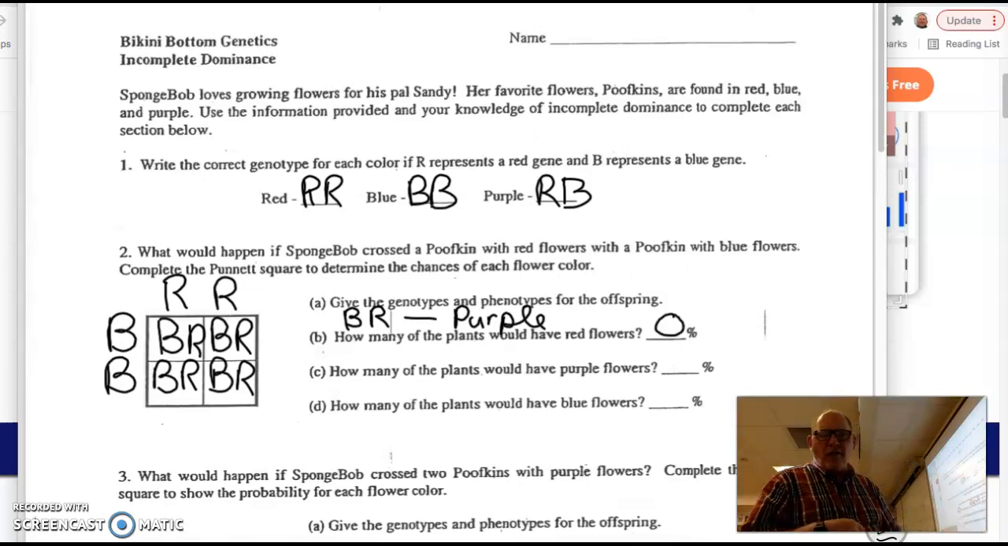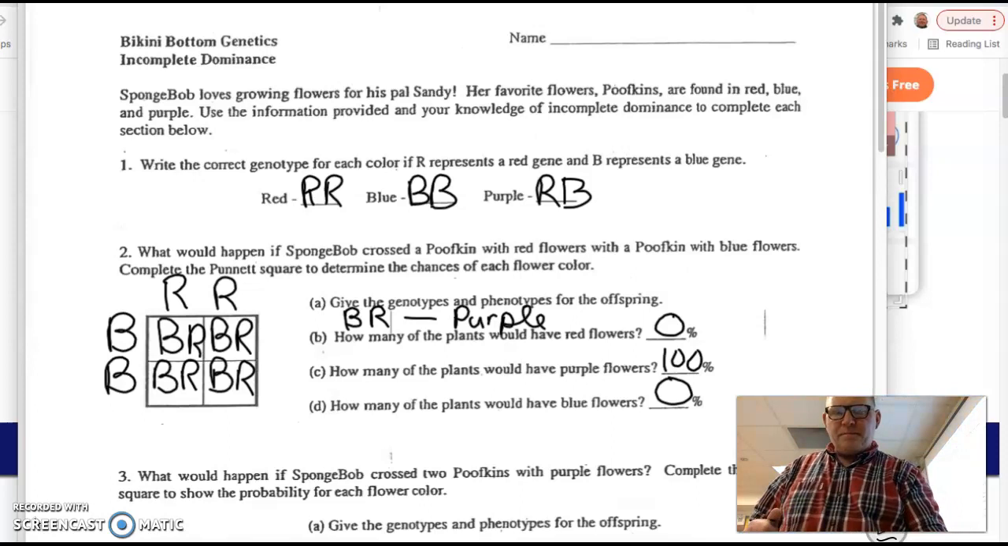How many would have purple flowers? There are 4 with big B, big R, which is purple. So it would be 100% purple. And then blue flowers would be big B, and there are none of those in the offspring either, so that would be 0%. Okay?